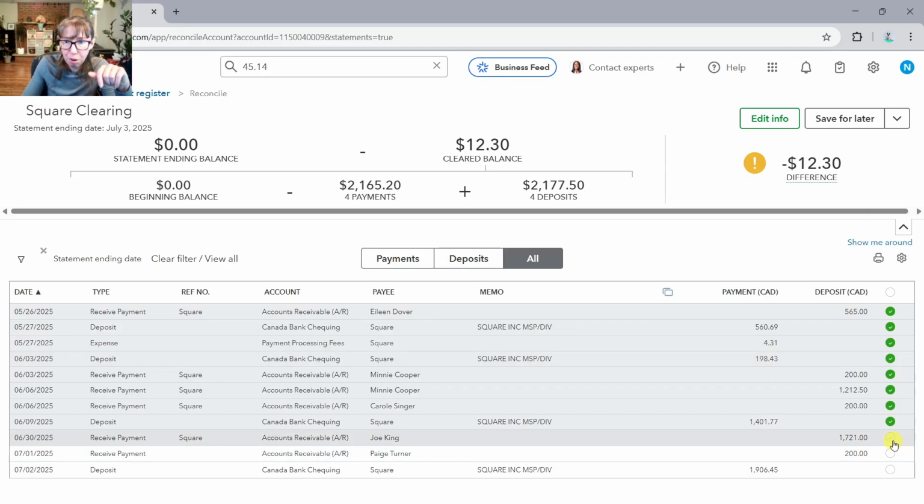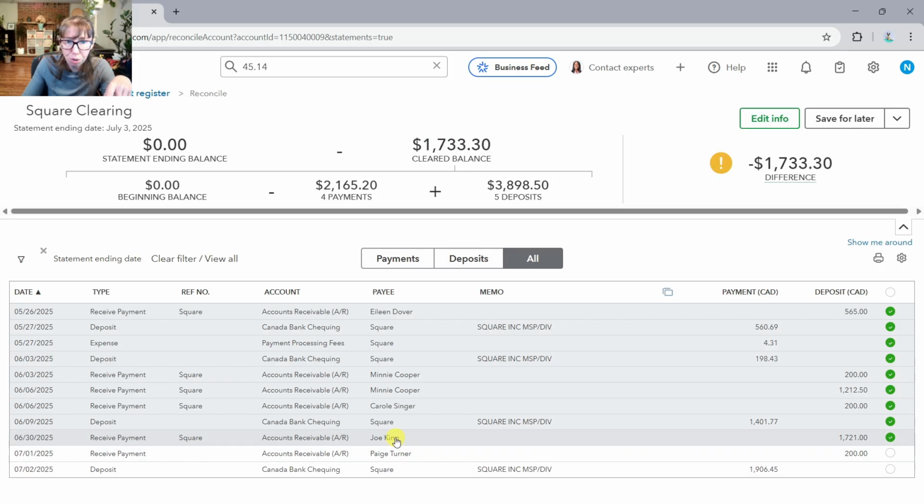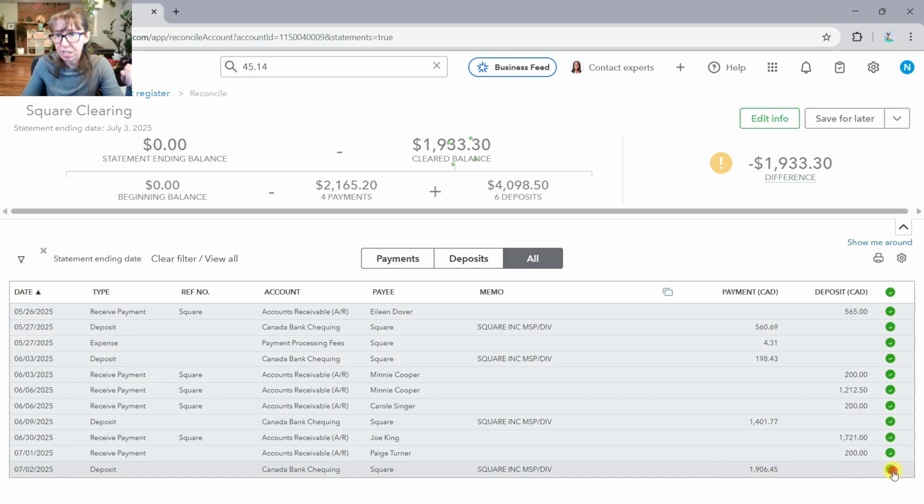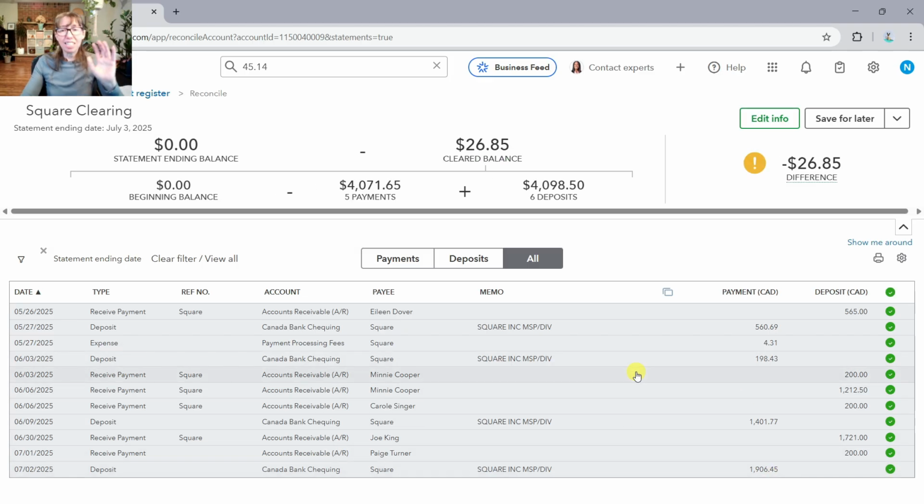And then we have a payment of $1,721 from Joe King on June 30th. Then on July 1st, Paige gives us $200. And then we get the Square deposit of $1,906.45.